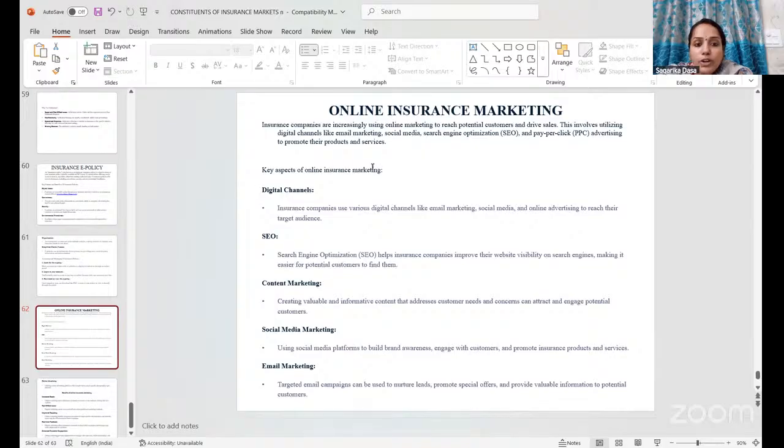The key aspect of online insurance marketing is digital channels. We have a number of digital channels available right now through which we can market our insurance products, like email marketing, social media, online advertising. We have many other channels. Then SEO, search engine optimization, helps insurance companies improve their website visibility on search engines, making it easier for potential customers to find them.